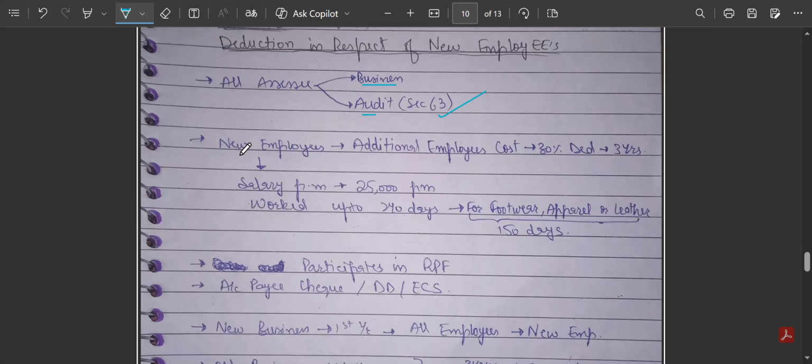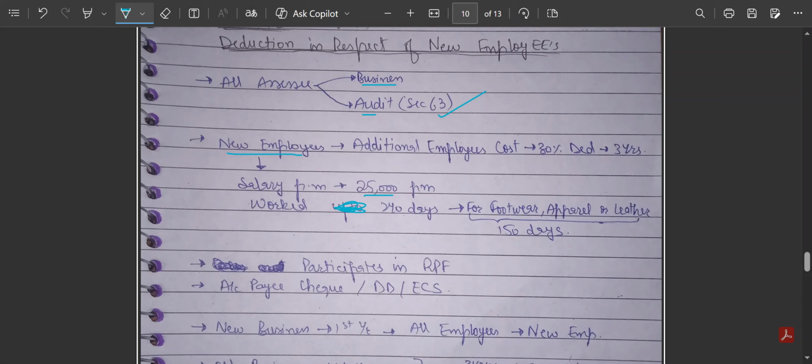Then who are the new employees for whom they will get the deduction? New employees will mean those employees who have a salary per month of up to 25,000 rupees, and they have worked at least 240 days in the business. So if they have worked 240 days or more during the year, they will be considered as new employees. But if they have worked for less than that, they will not be considered as new employees for the current year, but they will be considered as new employees if they are continuing in the next year.